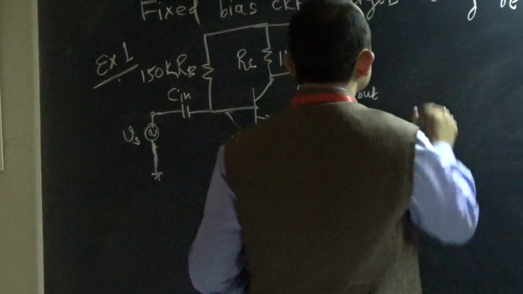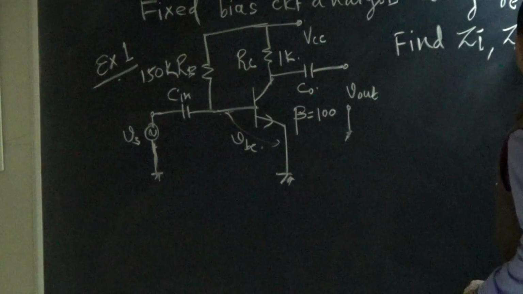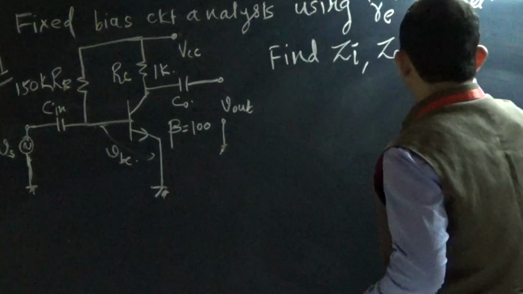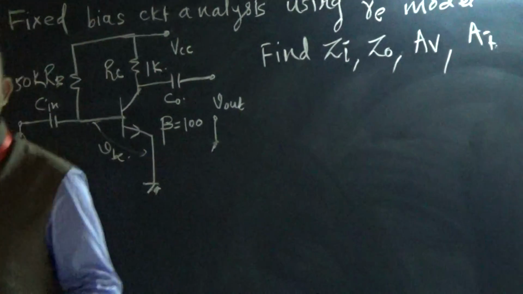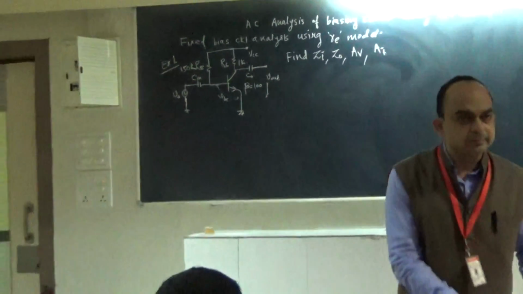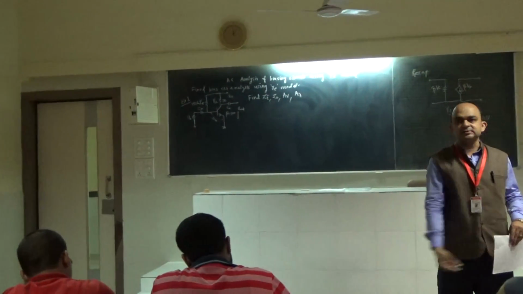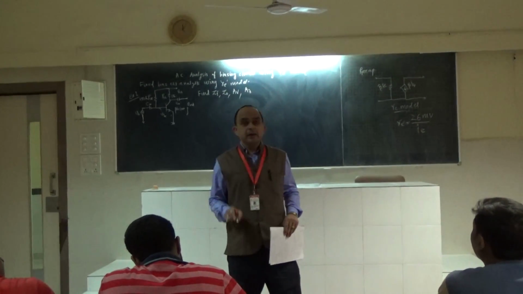and what they have asked is to find ZI, ZO, AV and AI. Can anybody tell me what is AV? AV is voltage gain, voltage amplification or voltage gain. AI is current gain. ZI is input impedance.